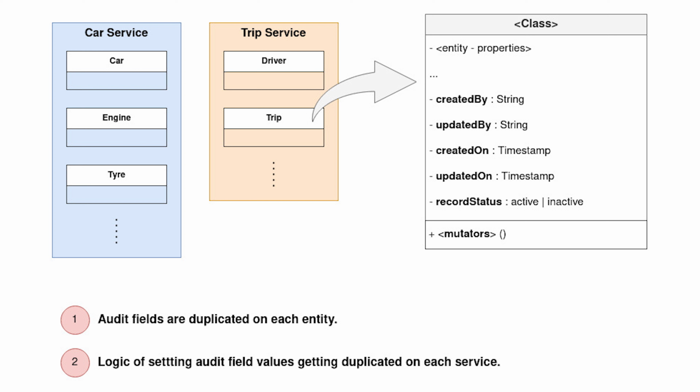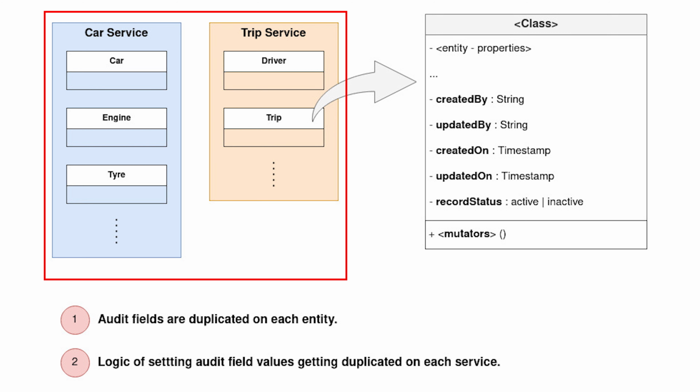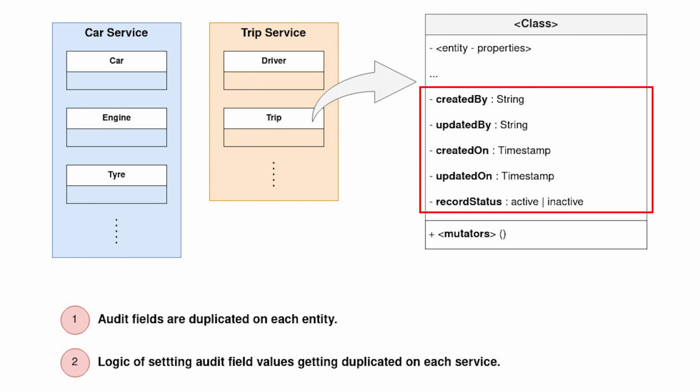As per this diagram, I will be having two microservices in this example, which I have used to talk about exceptions before, and I will be posting the link up here on this video. And each service will have entities like car, engine, tire, driver, trip, likewise, and each entity will have to maintain audit fields to track who created and updated them and when those creations and modifications actually happened.